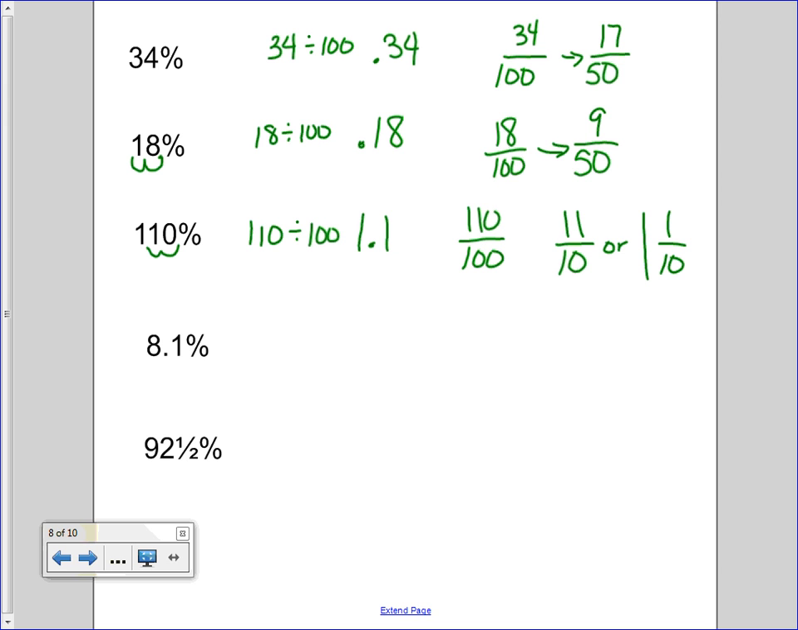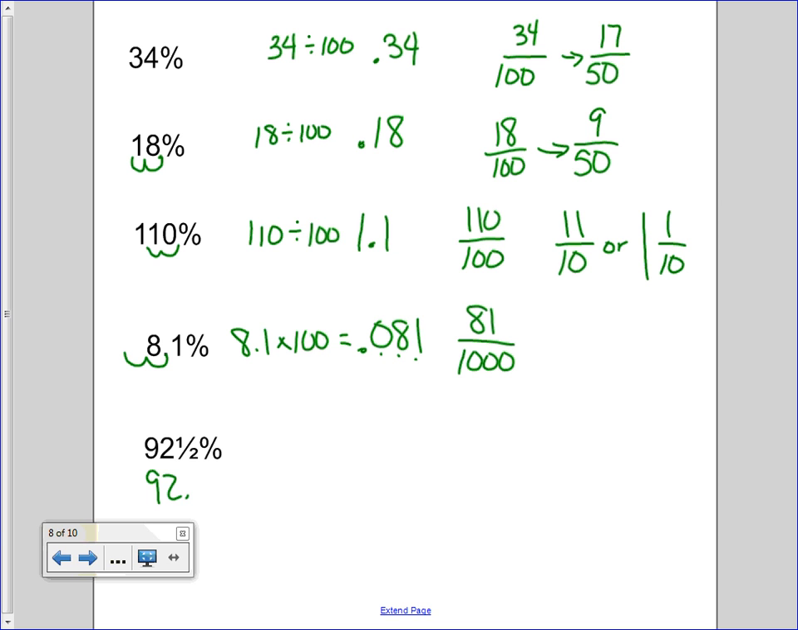8 1/10%. We can move it over twice, multiply by 100, whichever way you want to do, and we're going to get 0.081. And we put that into a fraction, 81 over tenths, hundredths, 1,000ths. And we can't simplify that one down, so we would just leave that alone.